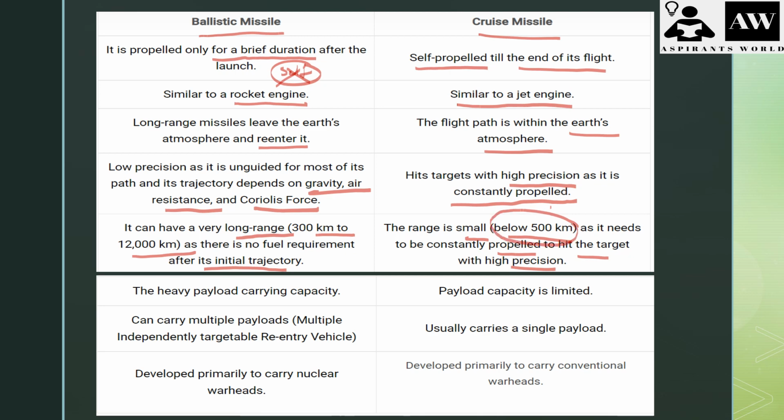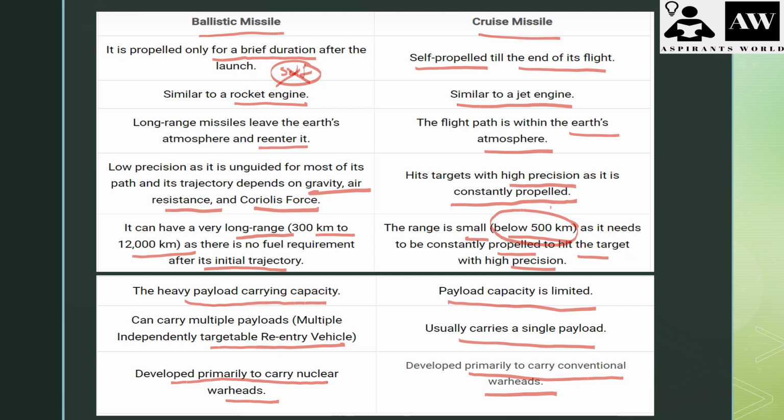This is very important. The ballistic missiles have heavy payload carrying capacity. Compared to ballistic missiles, the payload capacity of cruise missiles is limited. Ballistic missiles can carry multiple payloads, that is multiple independently targetable re-entry vehicles. But cruise missiles carry only a single payload. Ballistic missiles were developed primarily to carry nuclear warheads, but cruise missiles were developed primarily to carry conventional warheads.